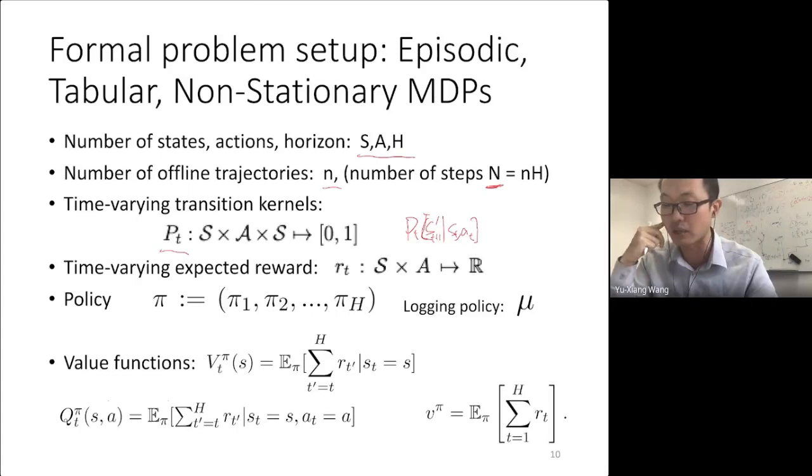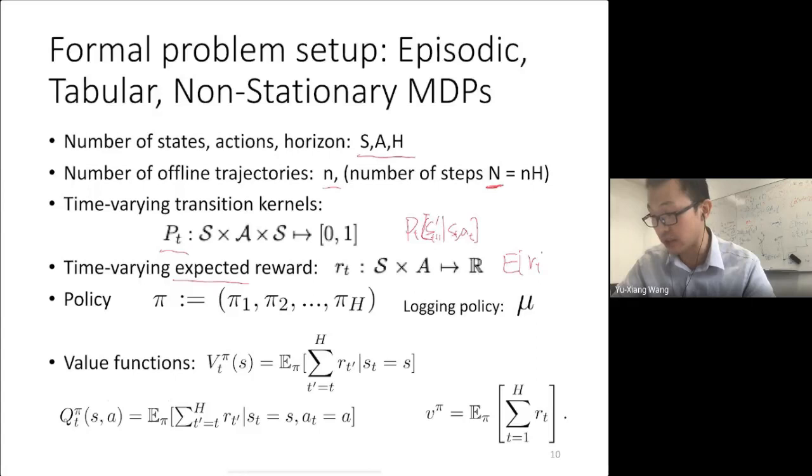Okay, so r_t is a time-varying expected reward as a function of state and action. So it is actually of the form r_t, say the first sample, given s_t and a_t. And we're using the notation pi to denote the policy, but it's actually a collection, a tuple, of H different policies that are active at different time steps of this time varying MDP, and we call the logging policy mu.